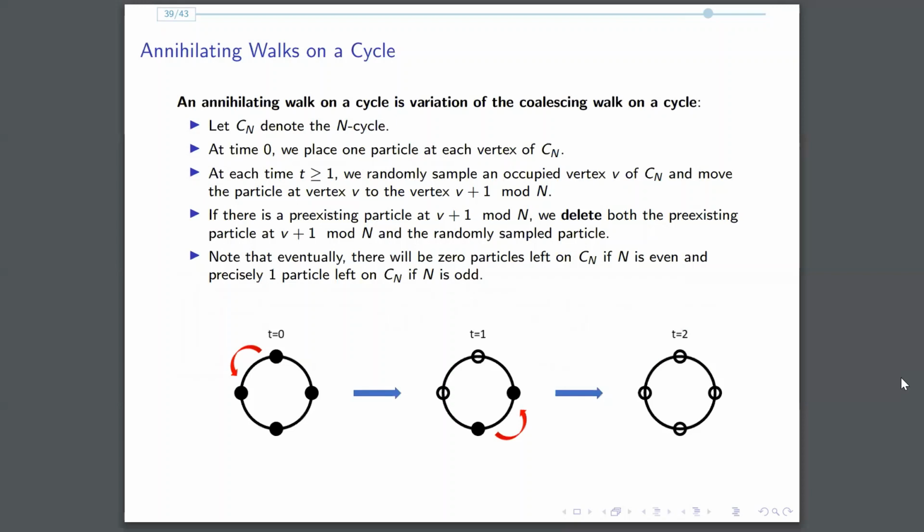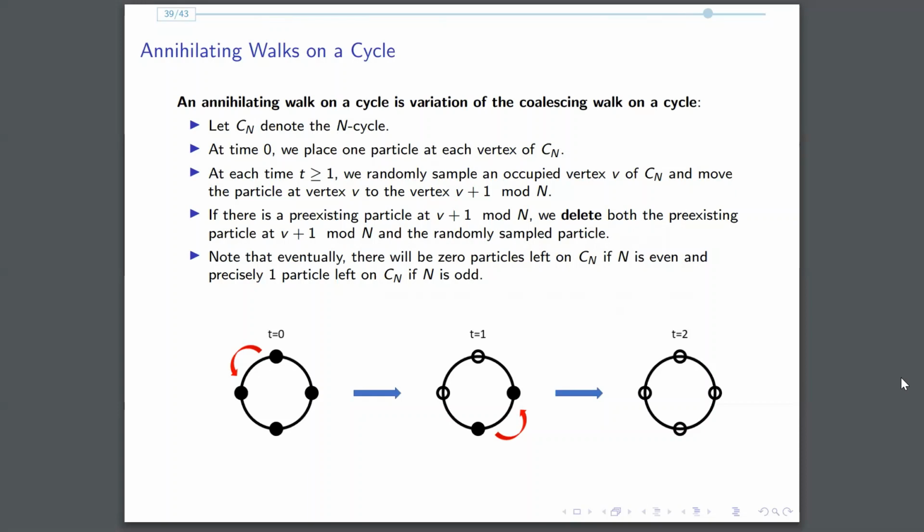We'd now like to discuss a variation of this problem, the annihilating walk on a cycle. Let Cn denote the n-cycle, and at time 0, we'll place one particle at each vertex of Cn as before. At each time step t greater than or equal to 1, we'll randomly sample an occupied vertex v of Cn and move the particle at vertex v to the vertex v plus 1 mod n. However, for the annihilating walk on a cycle, instead of combining the particle we move from vertex v with the particle at vertex v plus 1 mod n, we'll simply delete both the pre-existing particle at v plus 1 mod n and the randomly sampled particle, if there is a pre-existing particle at v plus 1 mod n.